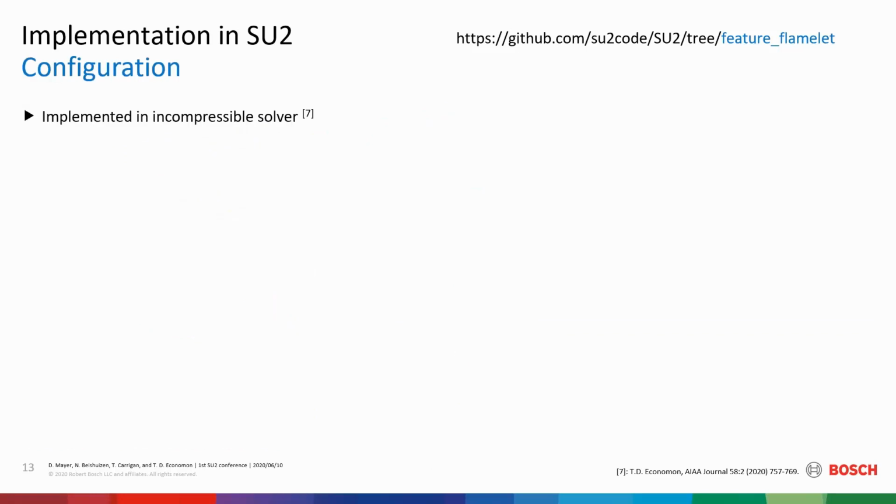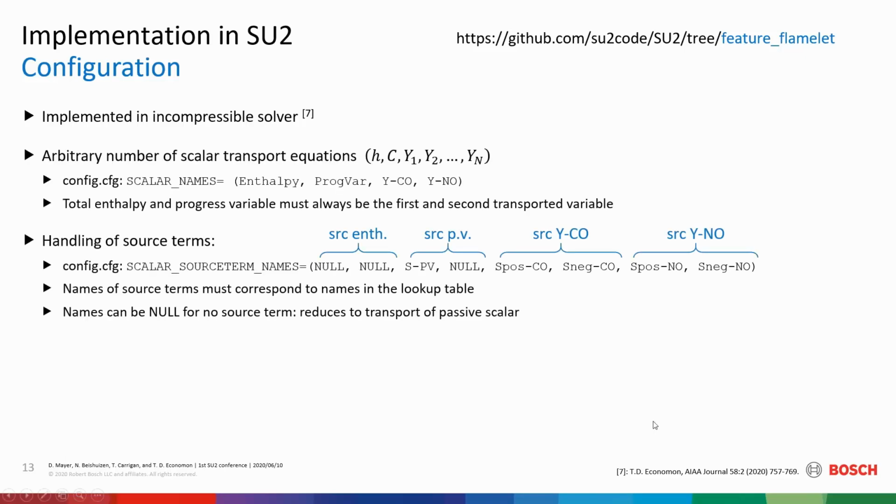So let's talk a little bit about the configuration. Everything is implemented in the incompressible solver that Tom developed. You can find his paper here. And the scalar framework can be used to transport an arbitrary number of scalars, and you specify the number by specifying their names with the scalar names flag.